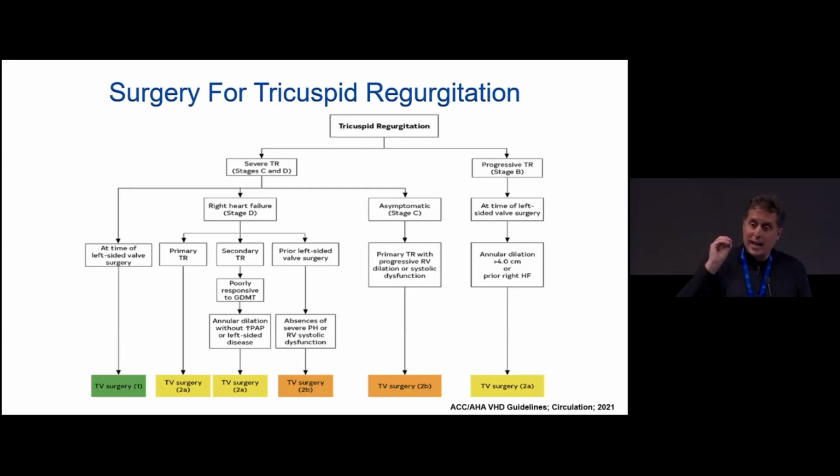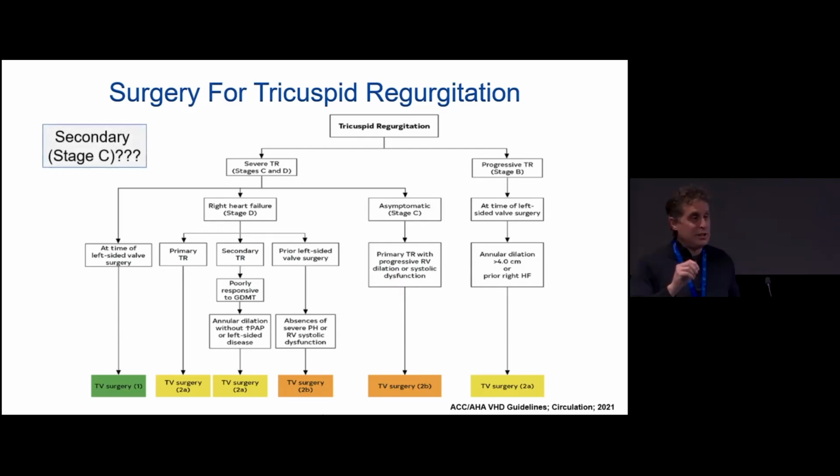But what about asymptomatic patients with TR, right? Because for mitral, the other AV valve, we're often intervening before the development of symptoms. If you look at the guidelines, they only talk about primary tricuspid regurgitation. That's less than 10% of the patients that we see with TR, and there's really no guidance for us on how we should intervene or when we should intervene in patients with secondary TR. And remember, secondary TR is over 90% of the patients that we see.